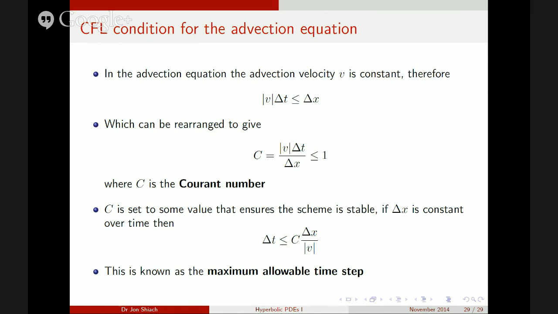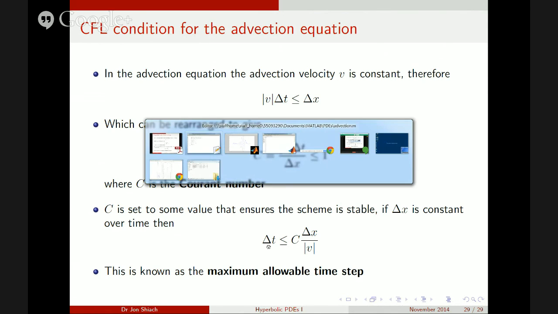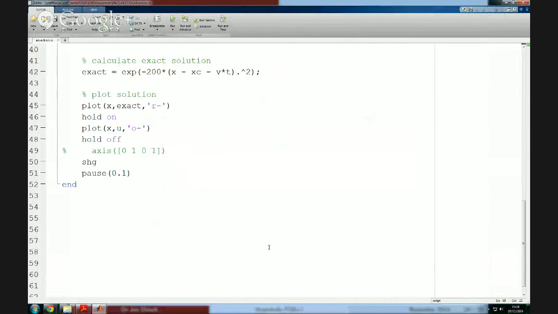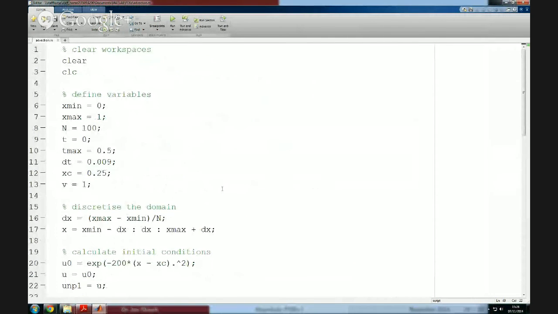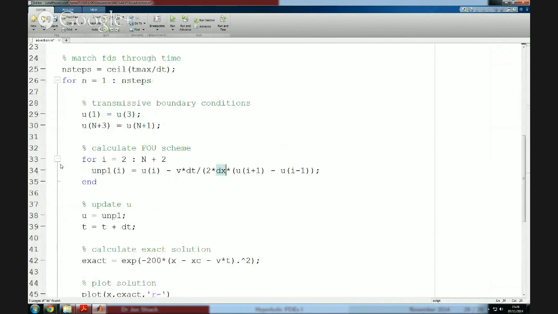What I'm going to do quickly is go back to my code. At the very beginning of the code, I set dt to be 0.009. That's quite an odd number. Why did I use 0.009? Well, I'm just going to undo this, so I'm back to the first order upwind.